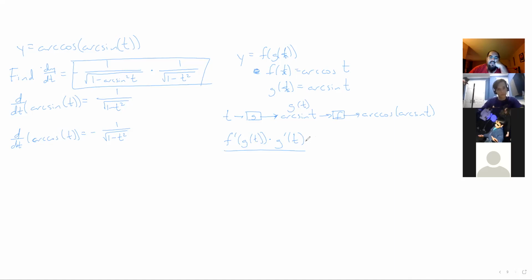So this is going to be my chain rule. This is kind of my template for it. f prime of g of t times g prime of t. And I already wrote down what f prime of t is. That's -1 over the square root of 1 minus something squared, right? But in this case, that something is whatever the output of g is. So in this case, that's arcsine t. So this right here is f prime of g of t. The rest of this is going to come from g prime of t, which I already wrote down, is 1 over radical 1 minus t squared. And that part right there is g prime of t.